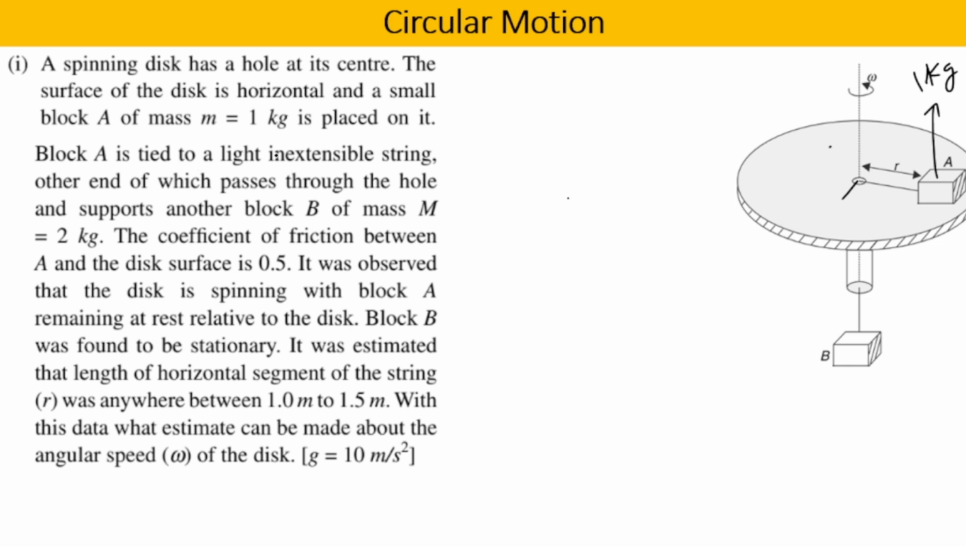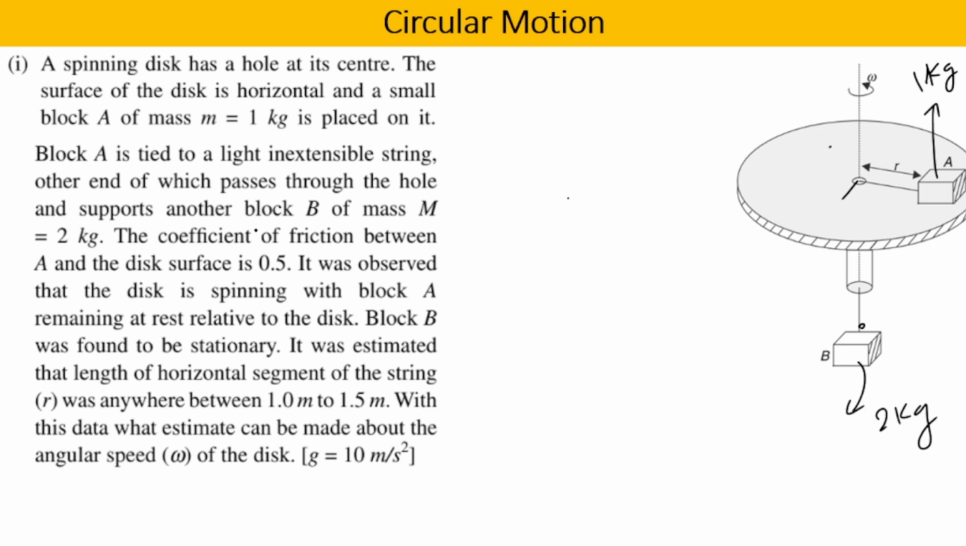Block A is tied to a light inextensible string. So this is an ideal string, massless, inextensible, because we're not talking about its mass. So we will say it is massless. So tension throughout the string will remain constant. Done hai? Now what is happening? We are letting this string pass through this hole such that it is hanging vertically like this. And then from the other end, one more mass is attached, that is block B, right? And it has a mass of 2 kg.